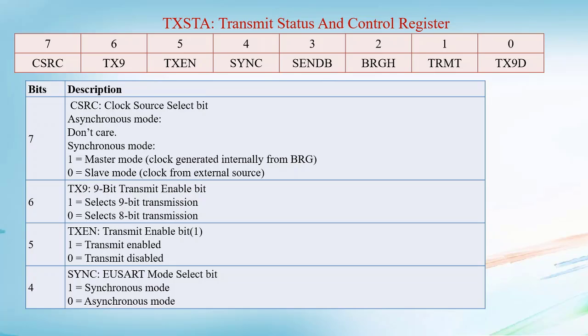SYNC, USART mode select bit, whether you want to select a synchronous mode or asynchronous mode. If you want to select a synchronous mode, this bit is equal to 1. If you want to select an asynchronous mode, this bit is equal to 0.